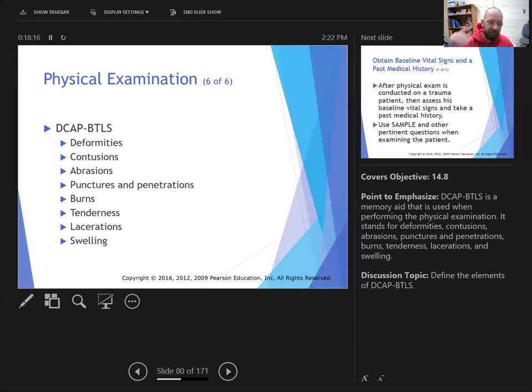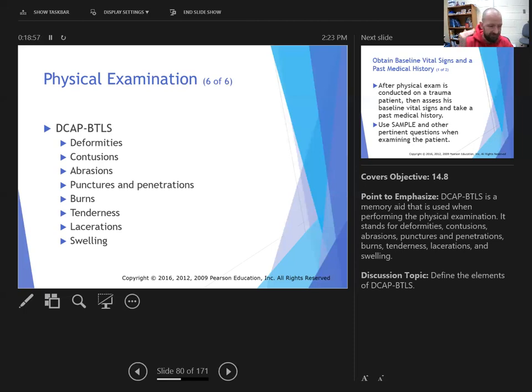So DCAP BTLS, whenever we're doing a physical examination on somebody, this is what we're looking for. Deformities, contusions, abrasions, punctures, penetrations, burns, tenderness, lacerations, and swelling. You need to be able to say all of that. Get it in your head that that's what we're looking for. You can't be forgetting these things because these are clues. This is like the correct pathway to follow in searching for the clues about what is wrong with our patient.